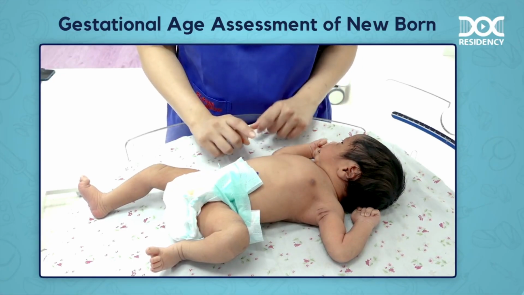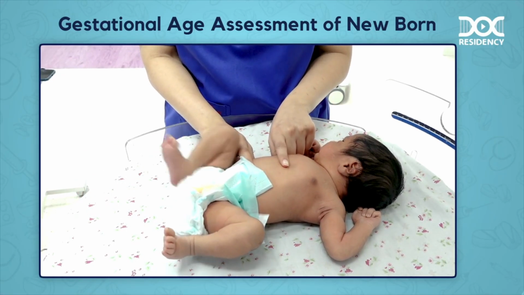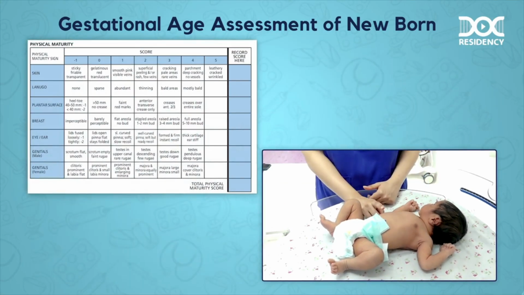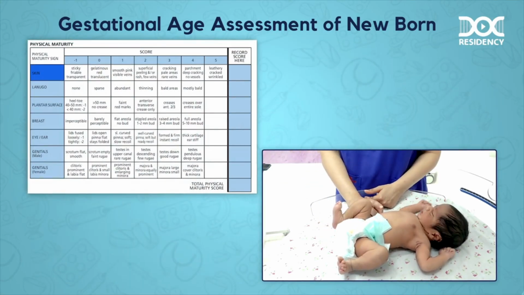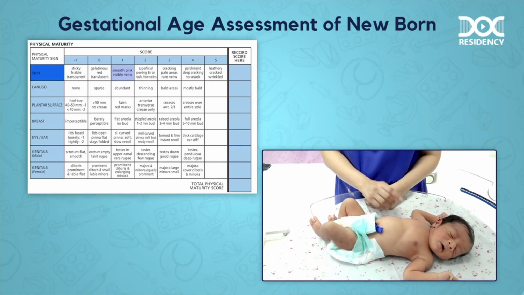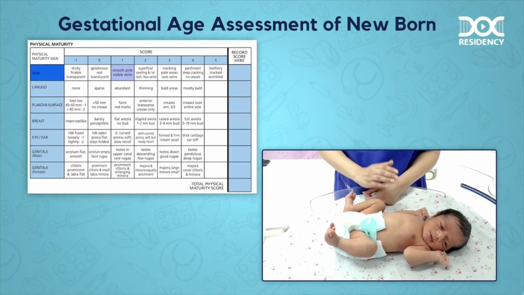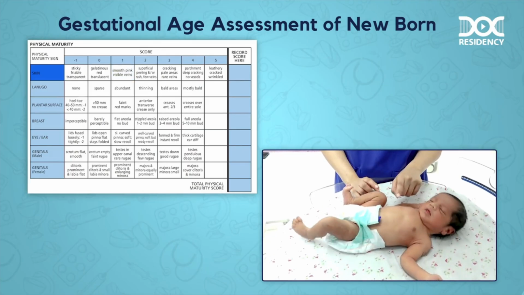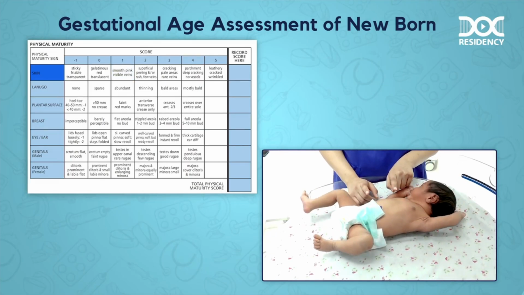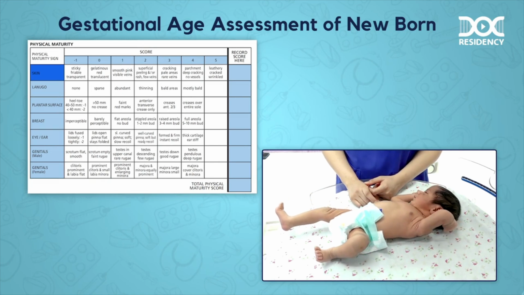Now, the skin is assessed by stretching the skin usually over the anterior abdominal wall. In a preterm baby, the skin will appear translucent or transparent. You may see visible veins and it might look pink and friable. Whereas the more mature the baby gets, the skin becomes more and more dry, and you may even see wrinkled or parchment-like skin in a post-term baby.